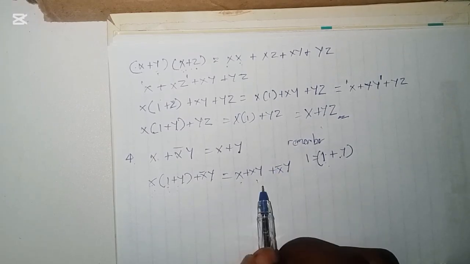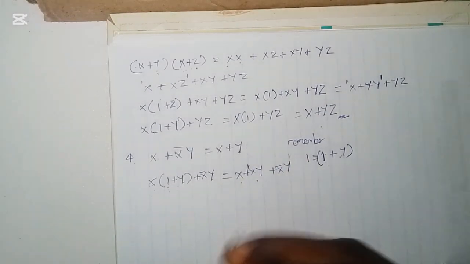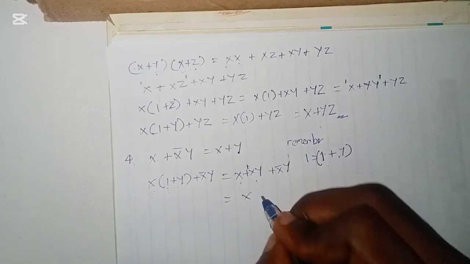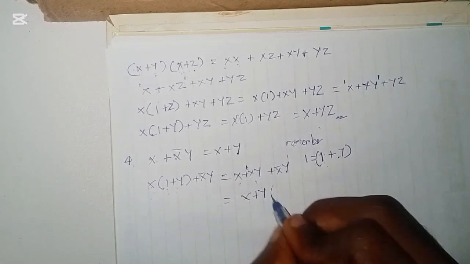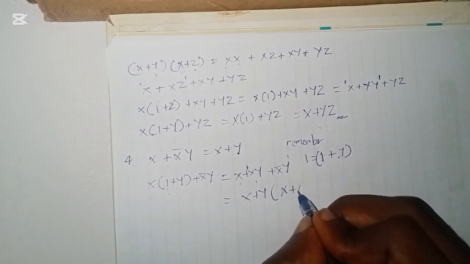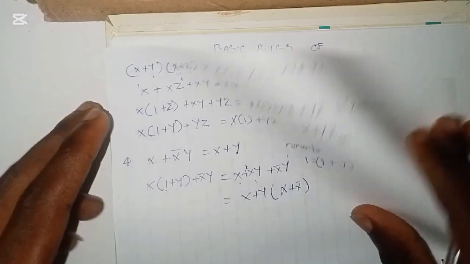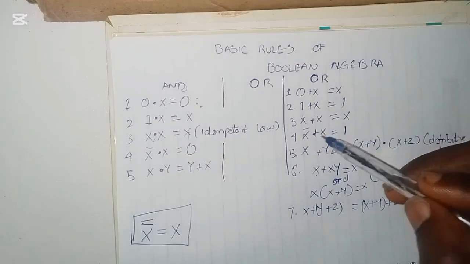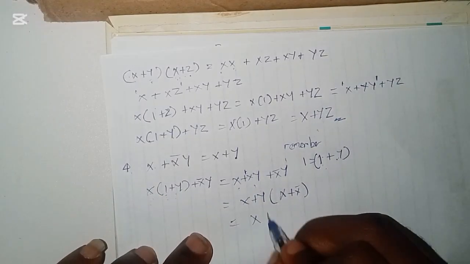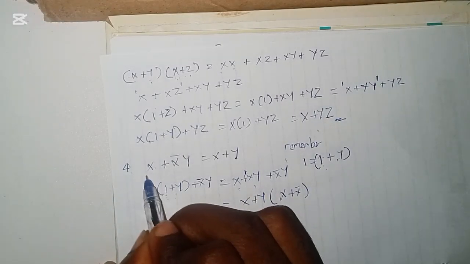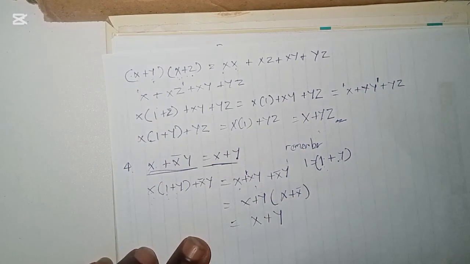Then you can see here our y is common, so we can factorize our y out, that is x plus x bar. Now remember, x plus x bar is 1. This gives us x plus y. Now you can see why this is equal to this. Let us do another question.